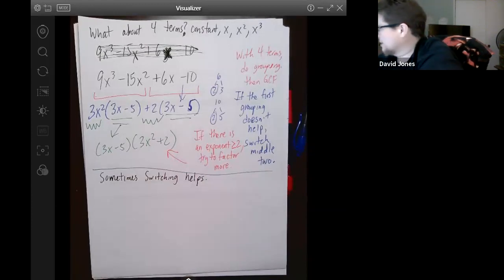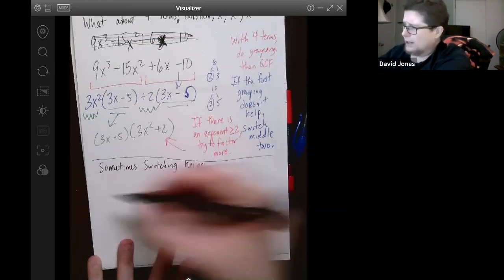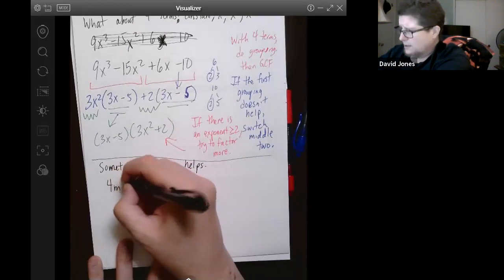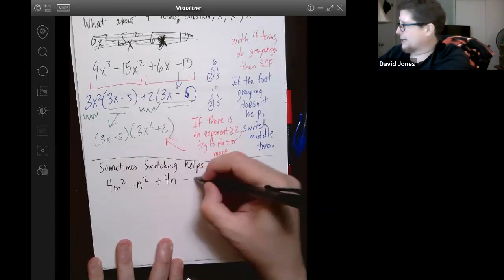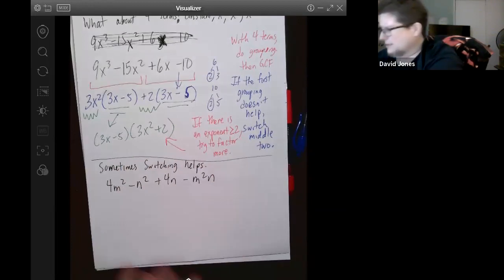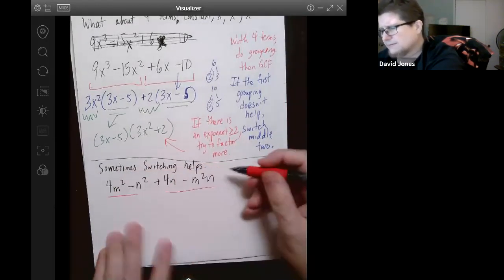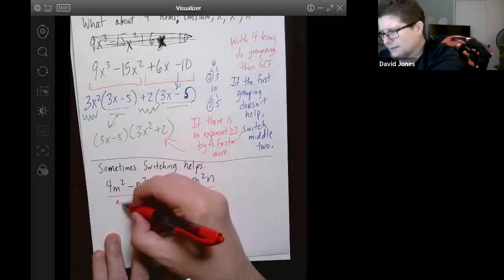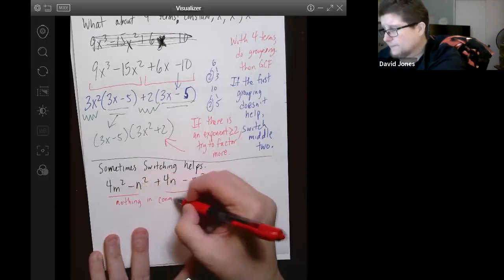Do I have an example if it doesn't work well the first way? Yeah, there we go. 4m squared minus n squared plus 4n minus m squared n. If I do this, nothing in common here in the first set.